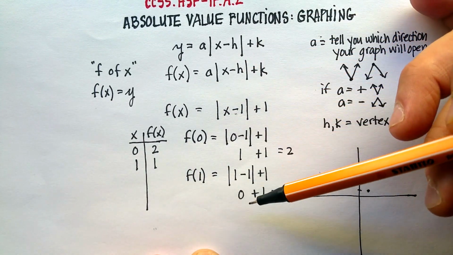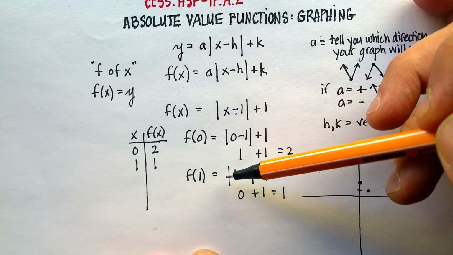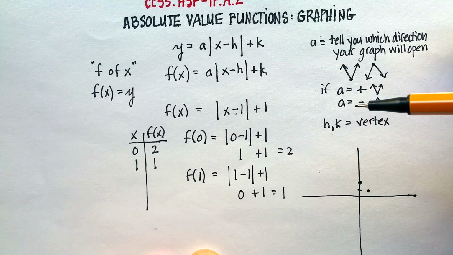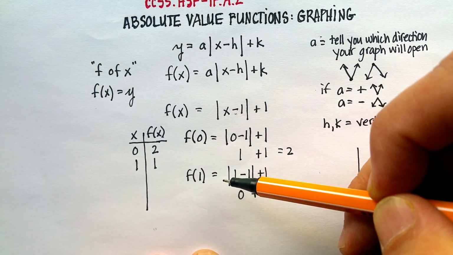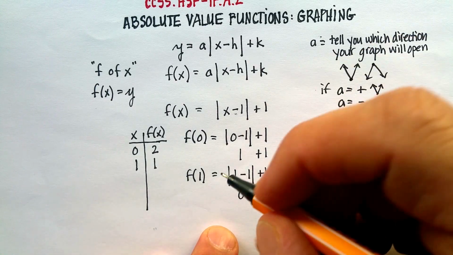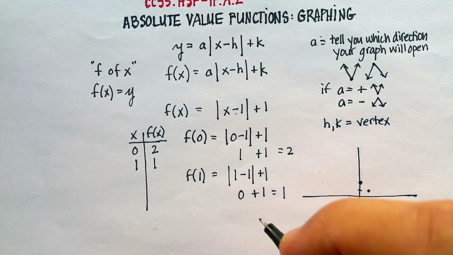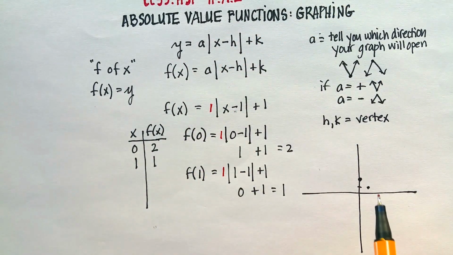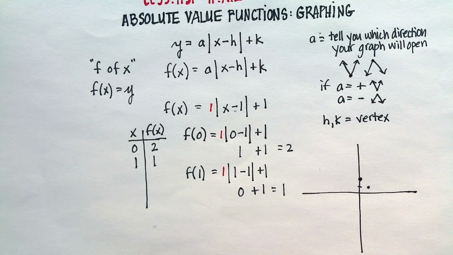As I'm working through this, I noticed, is there a number in front of the absolute value? Well, I saw that there is the a. If it was positive, it was going to go up. If it was negative, it was going to go down. There's no number there, right? So if there's no number there, I always just put in a 1. It's understood that a 1 exists. So that's telling me that my graph is going to be opening upwards.